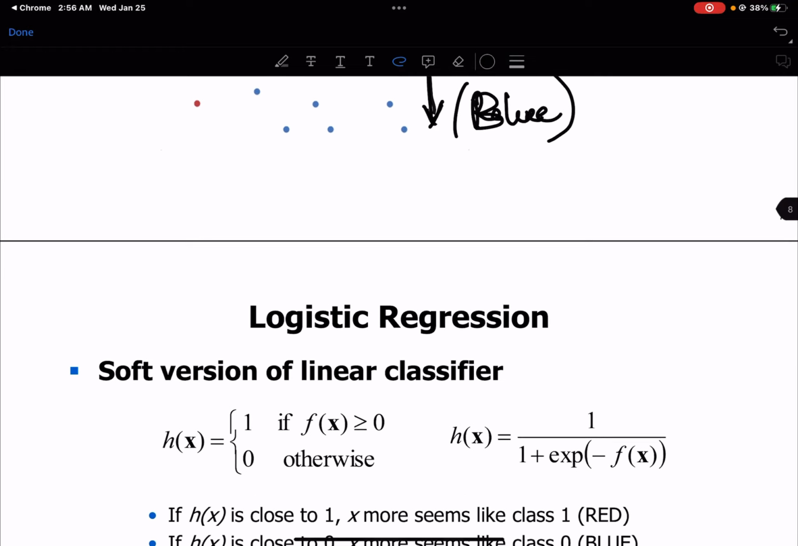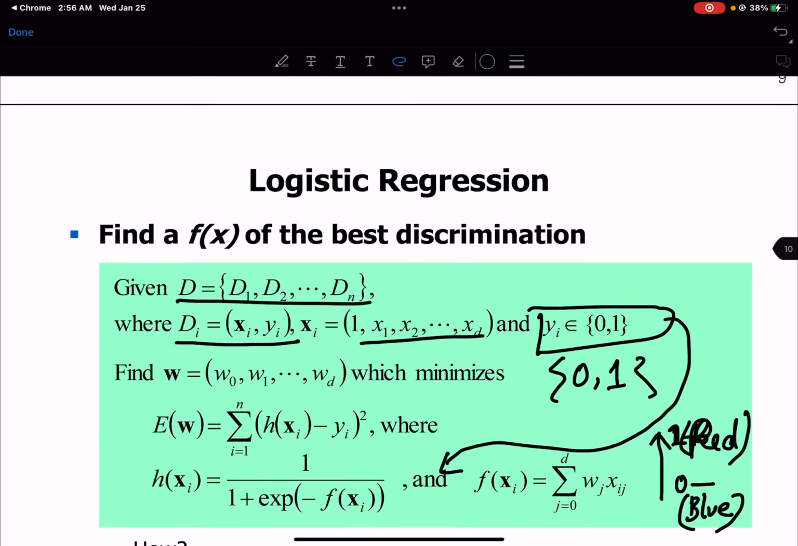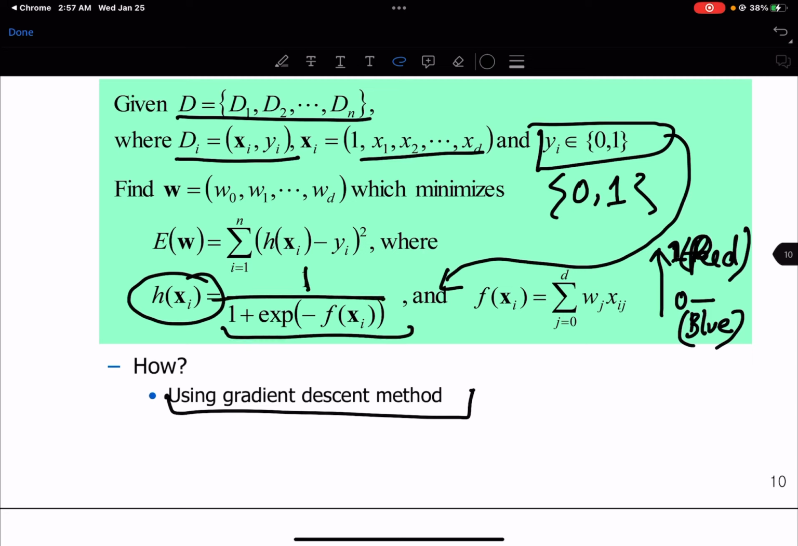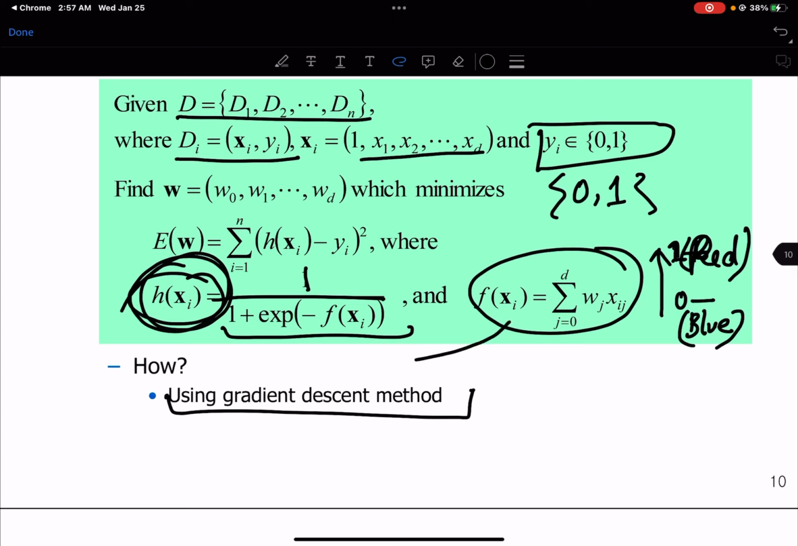So now we convert it from hard classifier to soft classifier. Then how can we solve this problem, which is where the classifier function h of x is defined as 1 divided by 1 plus exponent minus f of x. This is our classifier function for logistic regression, and this is the value of our function f of x, which is used in the classifier.